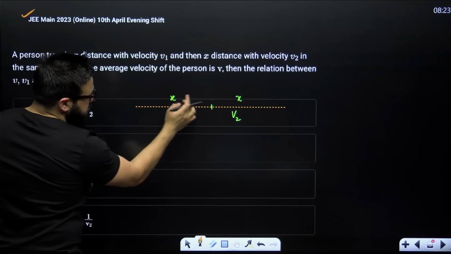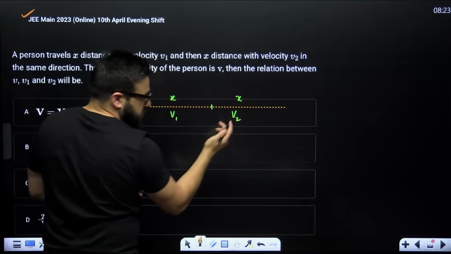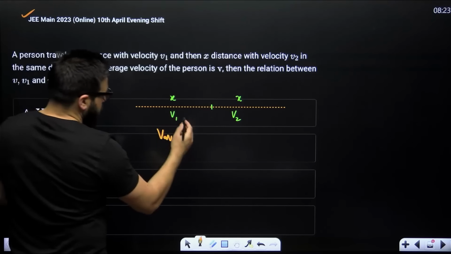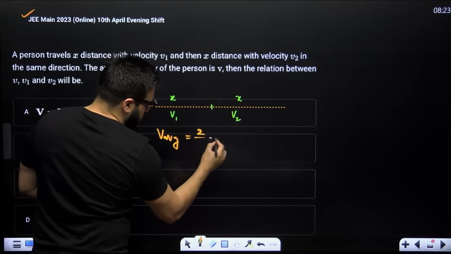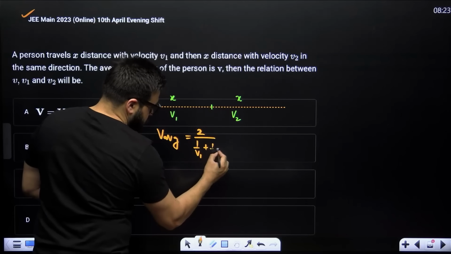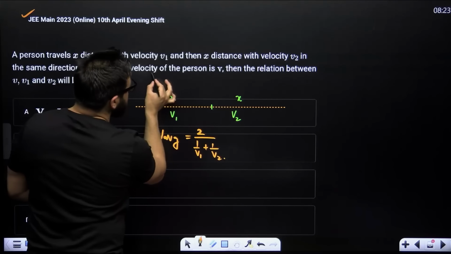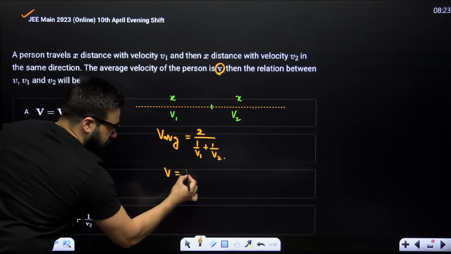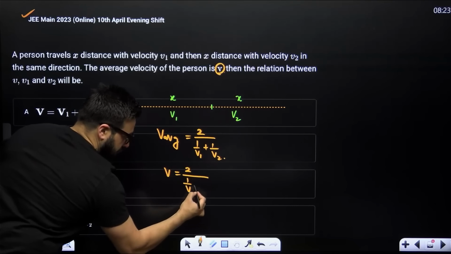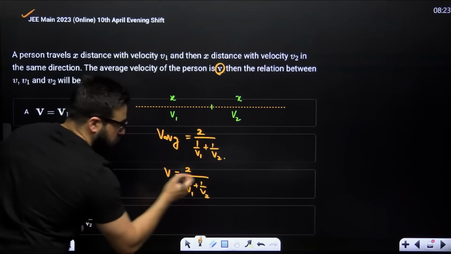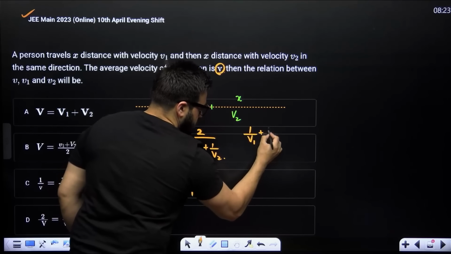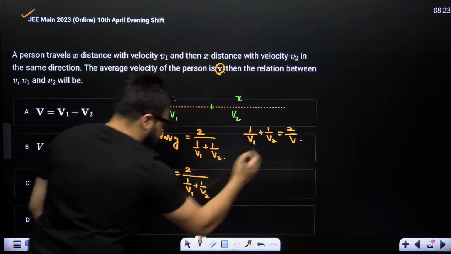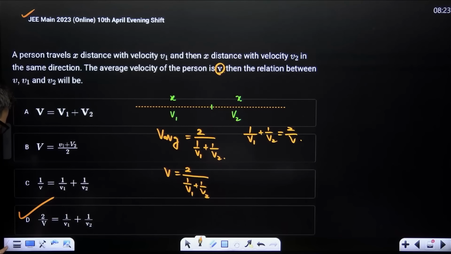An object covers x distance with v1, next x distance with v2. What will be the average velocity? In this particular case, it will be 2 upon 1 by v1 plus 1 by v2. Now, average velocity in this question is given as v. So you'll be putting over here v, so this will be 2 upon 1 by v1 plus 1 by v2. Take it over here, so 1 by v1 plus 1 by v2 will be 2 divided by v. I think option 4 is matching in this question.